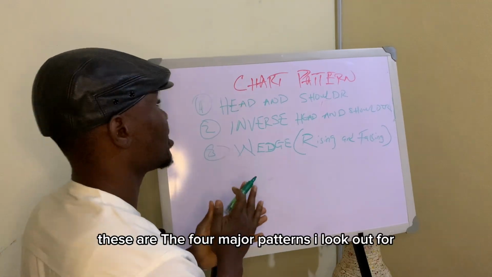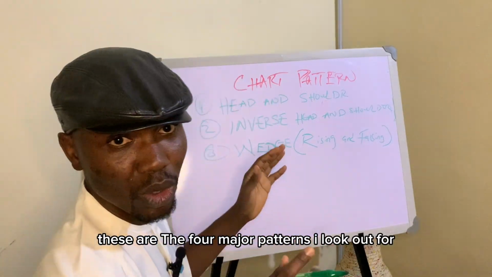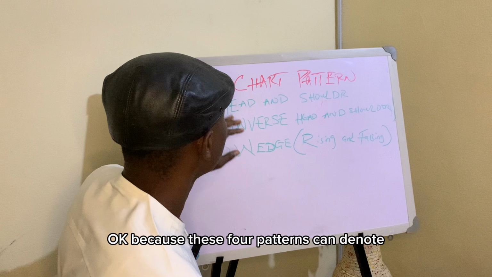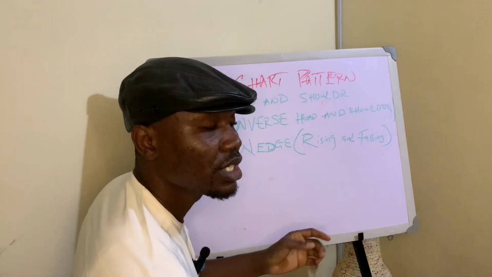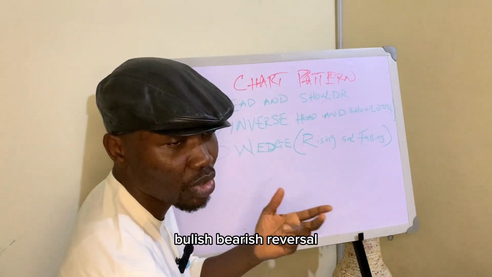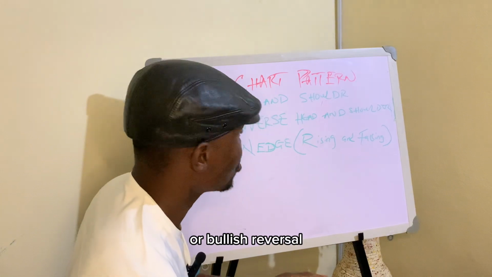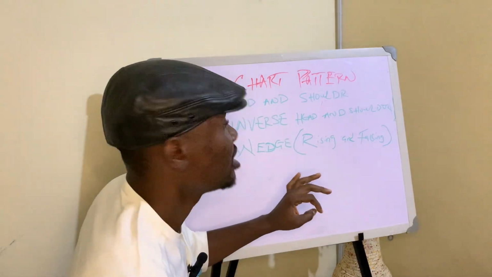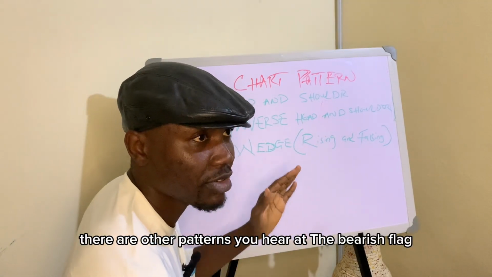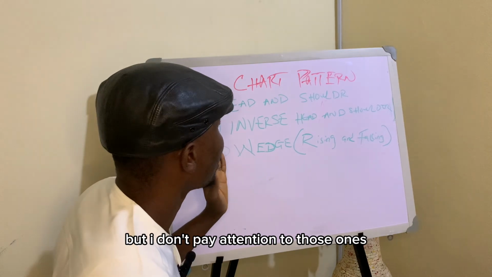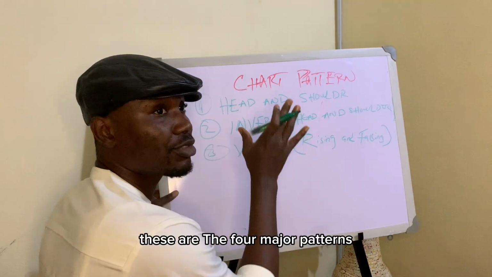So these are the four major patterns I look out for, because these patterns can denote a bearish reversal or a bullish reversal. So I look out for them on the chart. There are other patterns like the bearish flag and bullish flag, but I don't pay attention to those. These are the four major patterns.